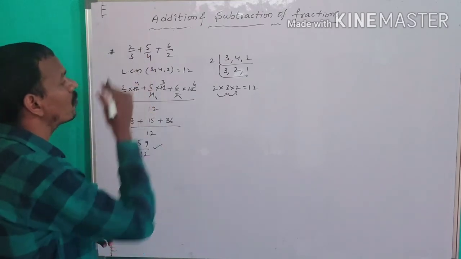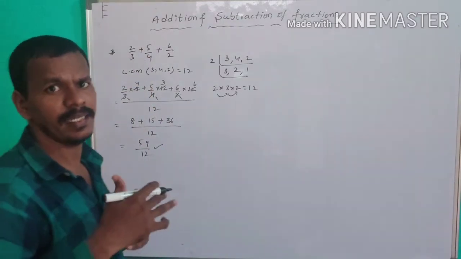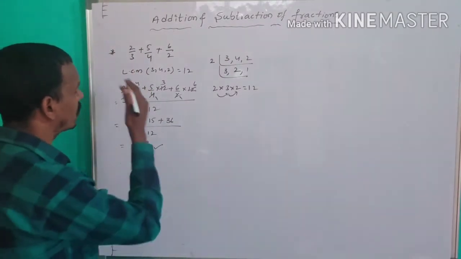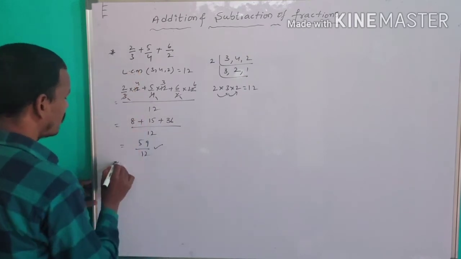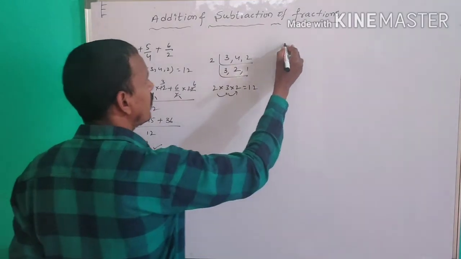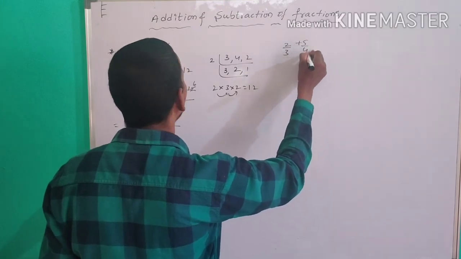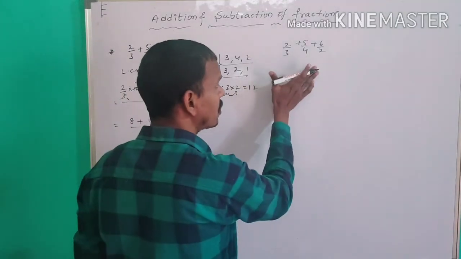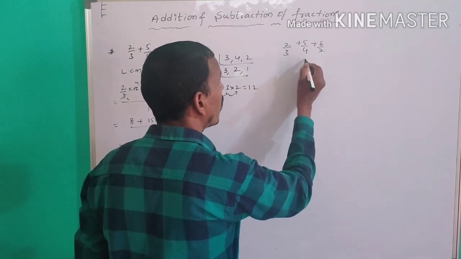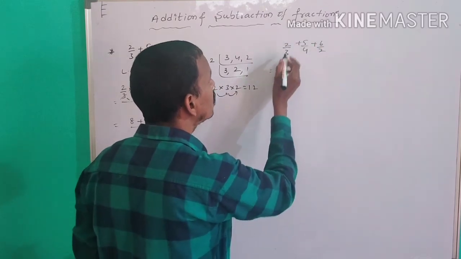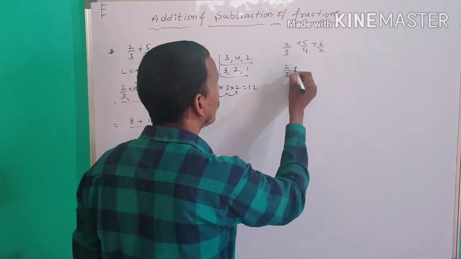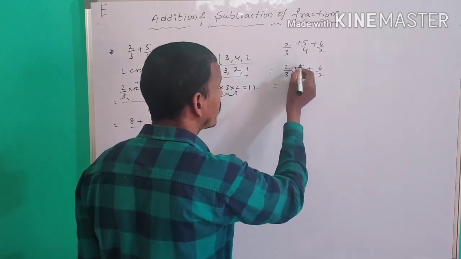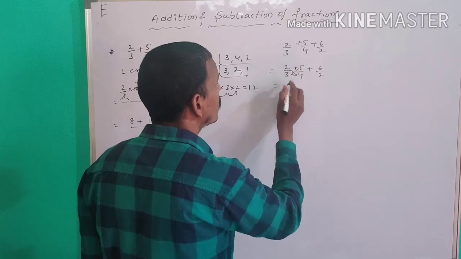If we follow the cross multiplication method, it takes so much time and more space, so always check it once. The first problem is 2 by 3 plus 5 by 4 plus 6 by 2. I can follow the cross multiplication method, where we can take any two of these fractions. From that, first of all, I take 2 by 3 plus 5 by 4 for cross multiplication, and 6 by 2 is left out. So first I take these two. 2 fours are 8.